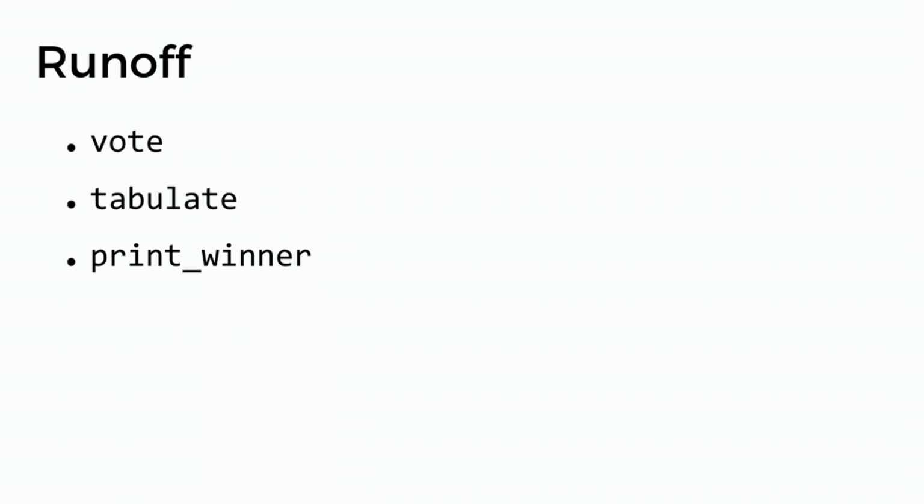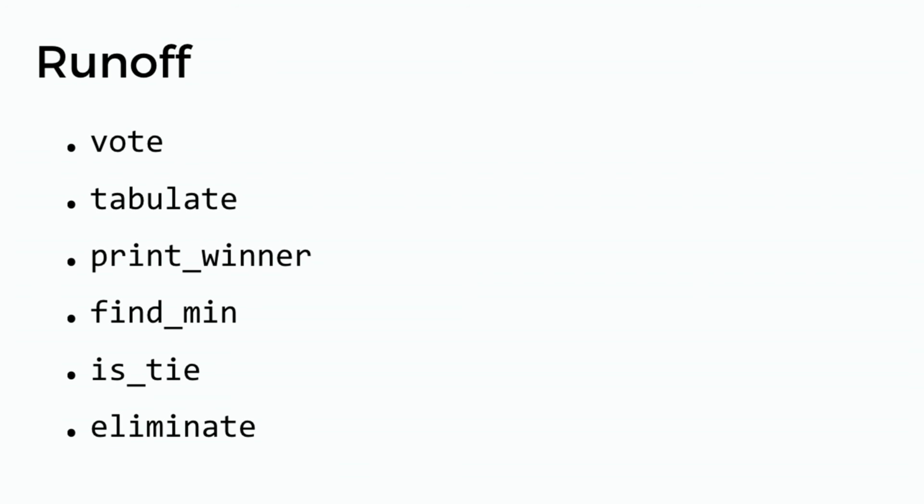So, what do you actually need to do to implement the runoff program? Well, inside of runoff.c, you're going to implement 6 functions that will perform the algorithm of implementing this runoff election. First, you'll implement vote, then tabulate, then print_winner, then find_min, then is_tie, and then finally eliminate. And we'll go through each of these functions one by one. Let's start with the vote function.